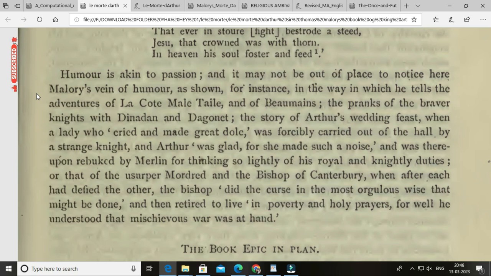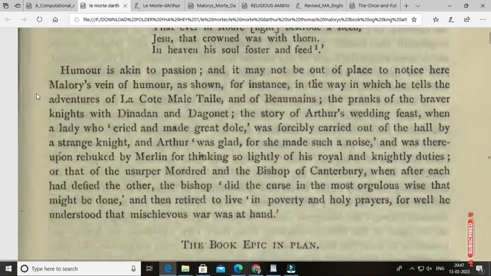Mordred and the Bishop of Canterbury, when after each had defied the other, the bishop did curse him in the most orgulous wise that might be done, and then retired to live in poverty and holy prayers, well understood that mischievous, the book epic in plan.